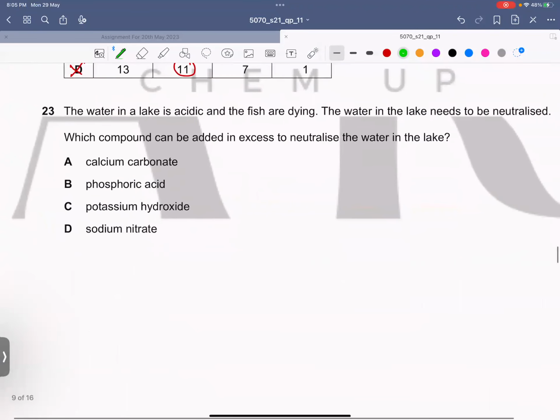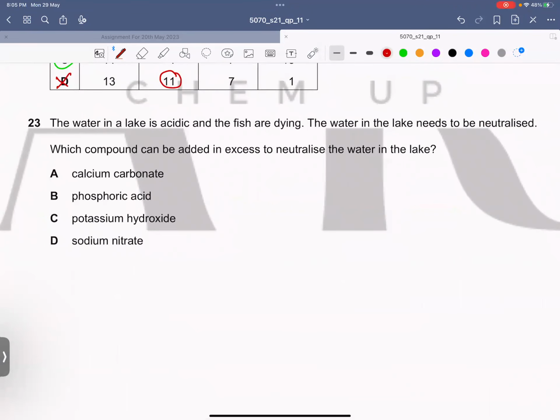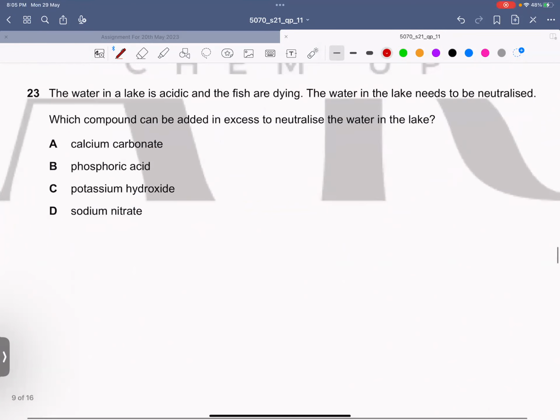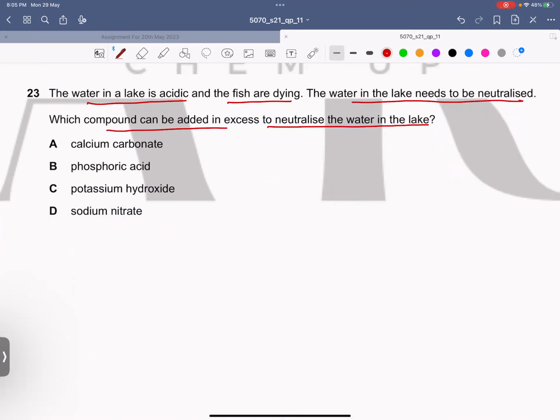23. Neutral, that is for salt only. The water in a lake is acidic and fish are dying. The water in the lake needs to be neutralized. Which compound can be added in excess to neutralize the water in the lake? It is already acidic, so we can't use an acid. It is just a salt, so we can't add that one. Now we are left with an alkali and a metal carbonate. What do you think can be added?